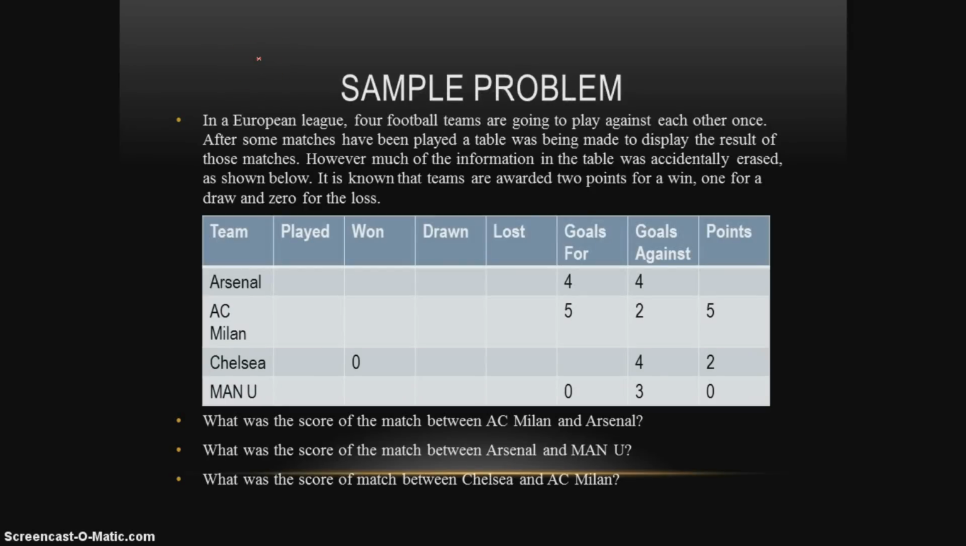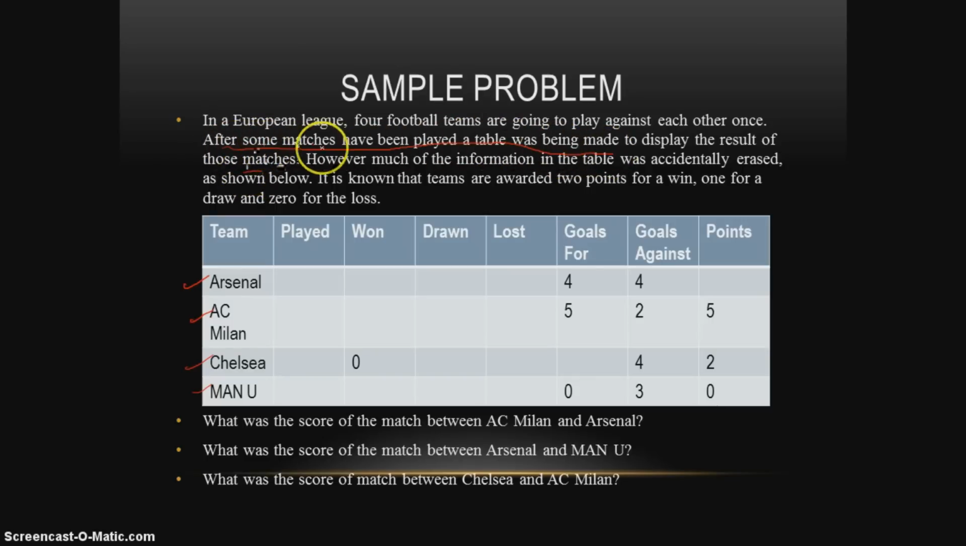So hello guys, let's get started with the sample problem which I spoke about in my last video. So here we go. In a European league, 4 football teams are going to play against each other once. The 4 teams are Arsenal, AC Milan, Chelsea and Man U. After some matches have been played, a table was made to display the result of those matches.